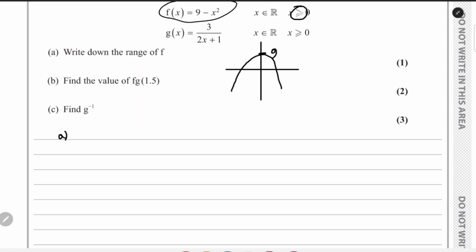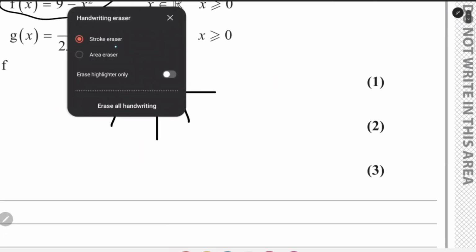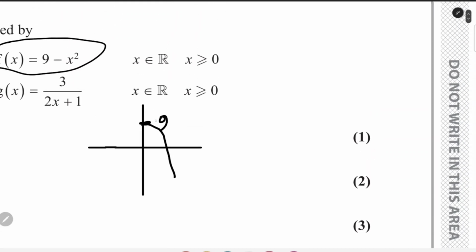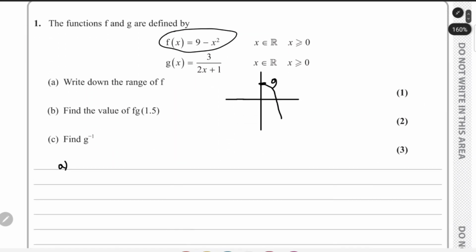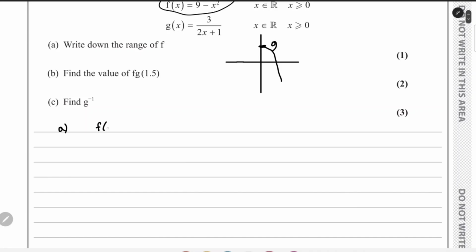This includes 0. So the function is to the right. So this part of the function is not over here. Only the function to the right of it is considered. And the maximum point over here is at 9, and it can go below that. So the range of f over here is less than equal to 9.